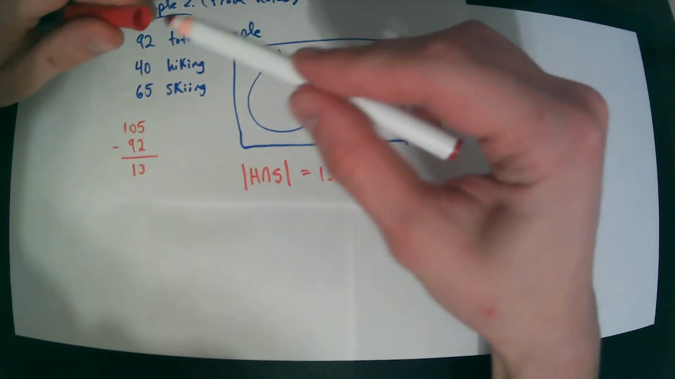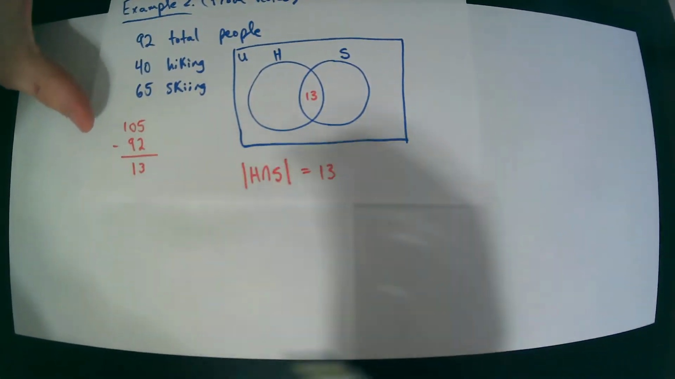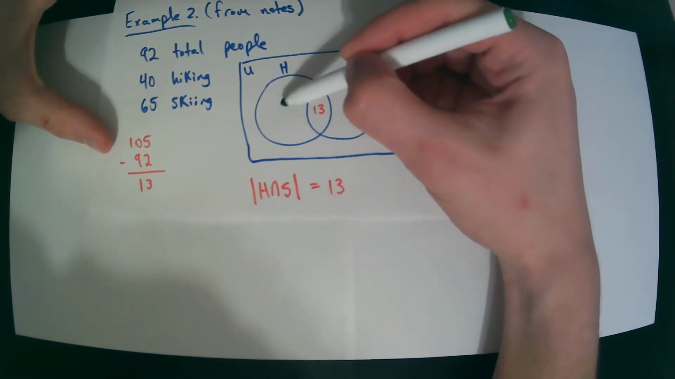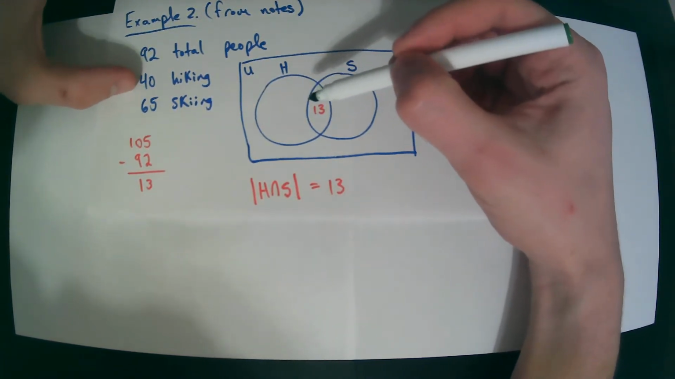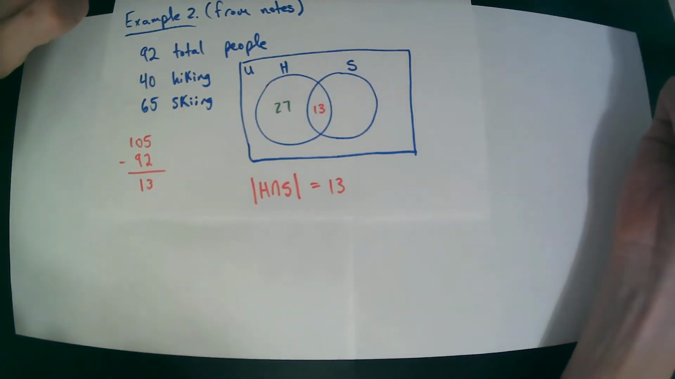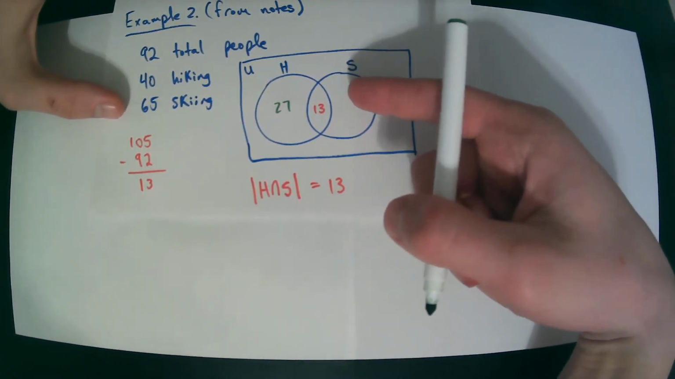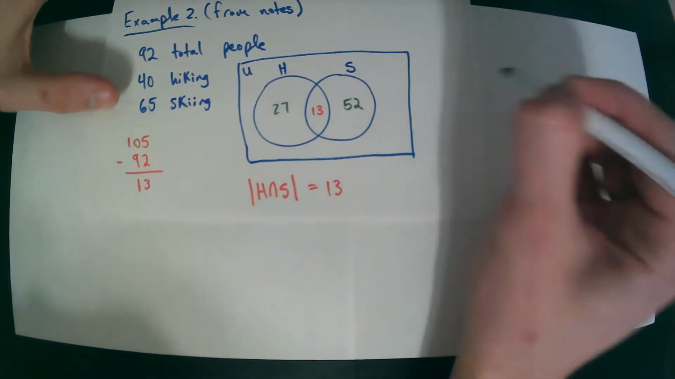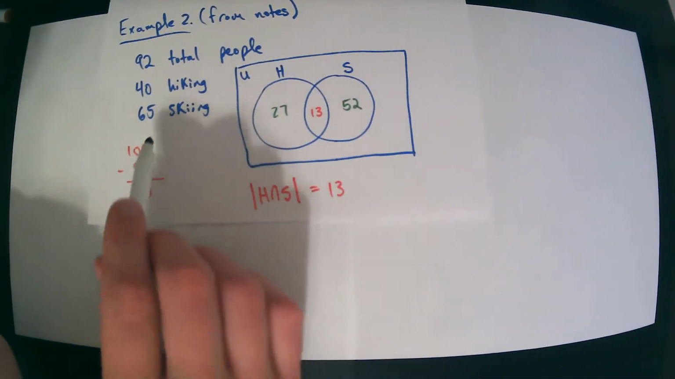Now let's go a little bit further than what this problem actually asked, because at this point we're done with the problem, but let's go a little further just so you understand what's going on a bit better. What number would be written here? Well, this whole circle, H, needs to add to 40. So this number must be 27, because 27 plus 13 is 40. Likewise over here, what must go here? How many people strictly went skiing and not hiking? Well, it must be 52, because 13 plus 52 is 65.